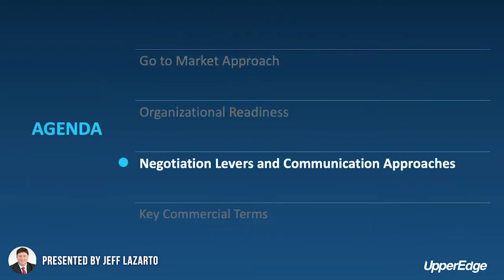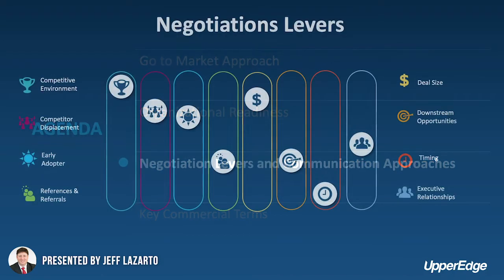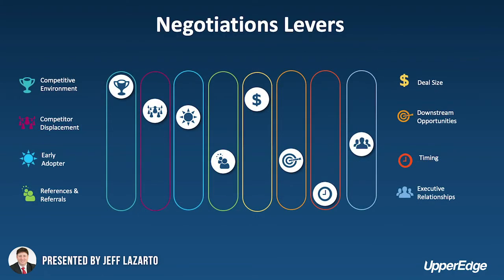So now you've done all your homework, you got organizationally ready. Right? We're going to take a deeper look at execution by discussing some of the negotiation levers and communication approach considerations. If we look at the negotiation levers, you see there's 8 of them we've identified here, and there's certainly others. And then lastly, executive relationships.